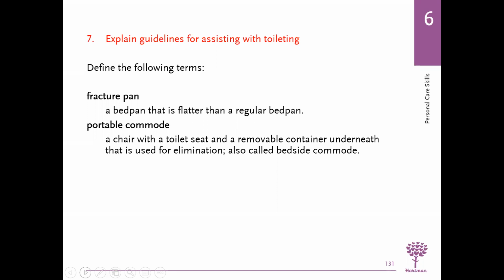Now, let's look at page 152. We're going to talk about how to assist residents with using the bathroom. Residents who are unable to get out of bed to use the toilet may be given a standard bedpan, a fracture pan, or a urinal. A fracture pan is a bedpan that is flatter than the regular bedpan. It is used for residents who cannot assist with raising their hips onto a regular bedpan.